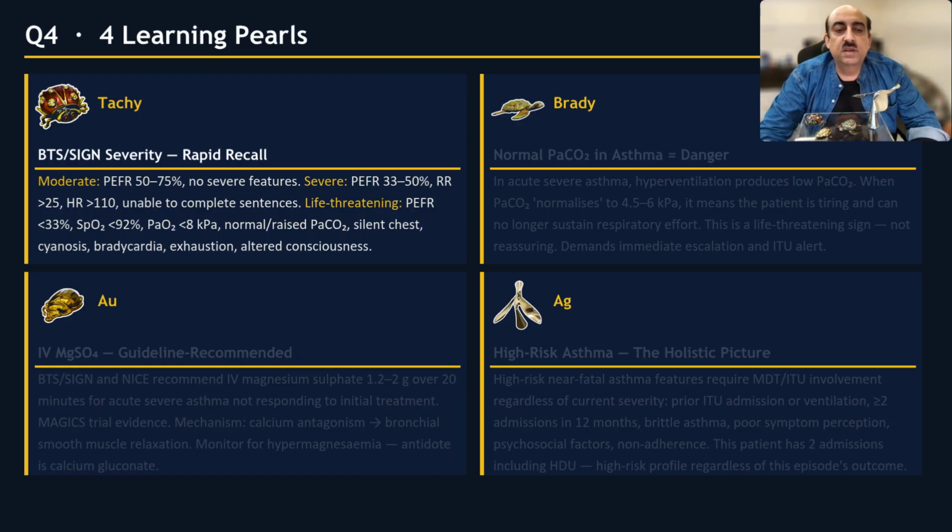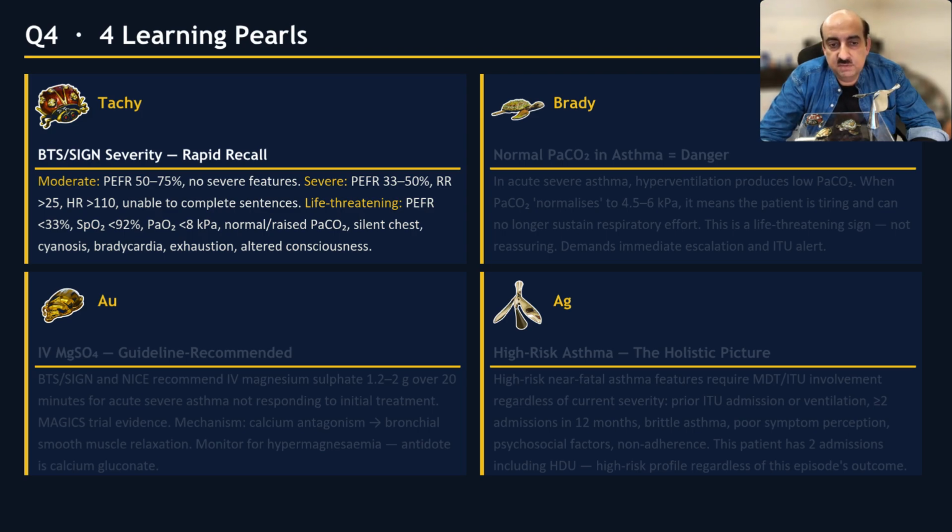So let's look at our 4 learning pearls regarding asthma. Most of them we have already discussed, but just a quick recap. First is the BTS and SIGN severity rapid recall, really important. So the moderately severe asthma will be classified as peak flow of 50 to 75% of the predicted best, but without any other severe features.